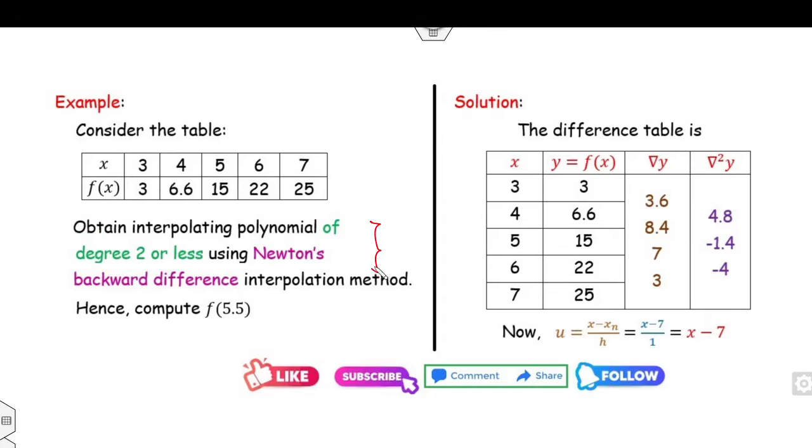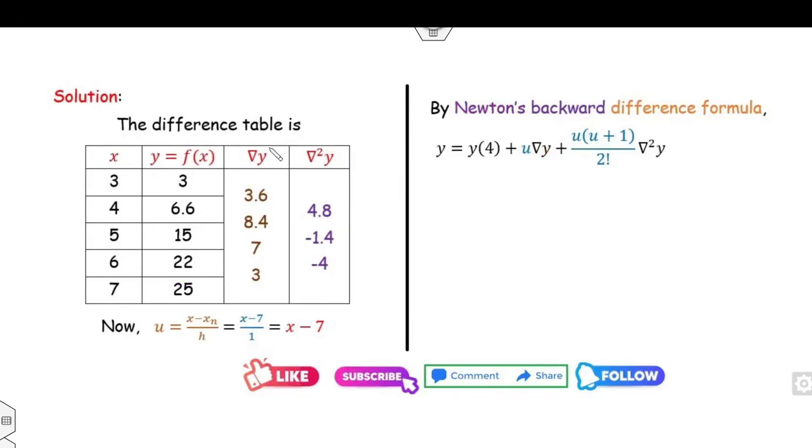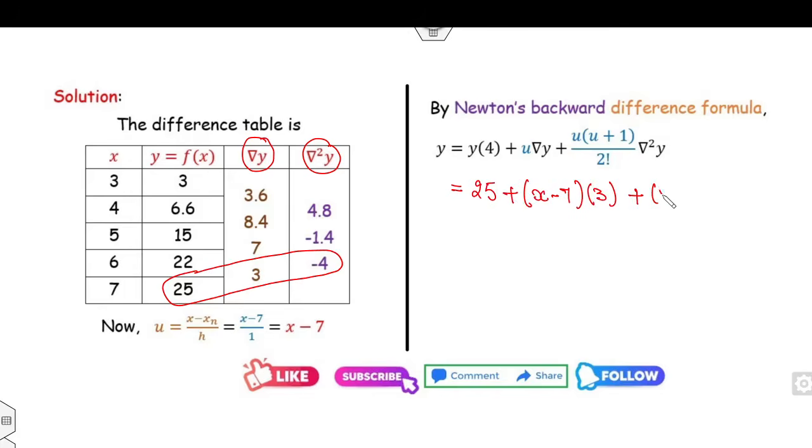Now for the first case, because x is not given to you, so I have used x as my x. The last number is my h, xn, the difference is my 1. So then I can use the Newton backward difference formula up to the second degree. What is the y for? That means I have to use the last pair. 25, u is my x minus 7, nabla is my 3, u is my x minus 7, u plus 1, that is x minus 6, divided by 2 factorial, of minus 4.